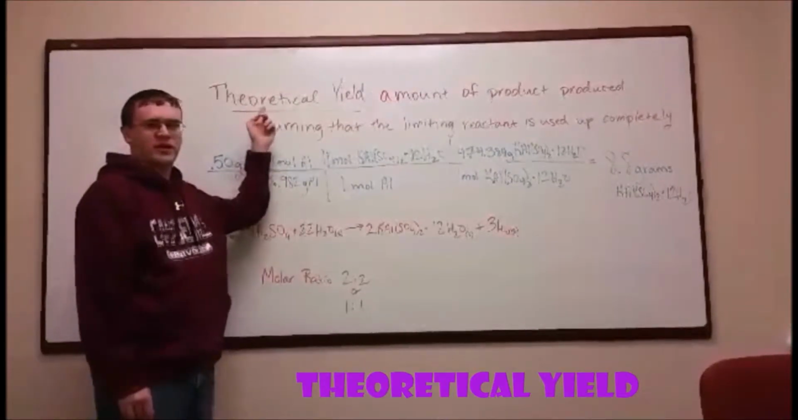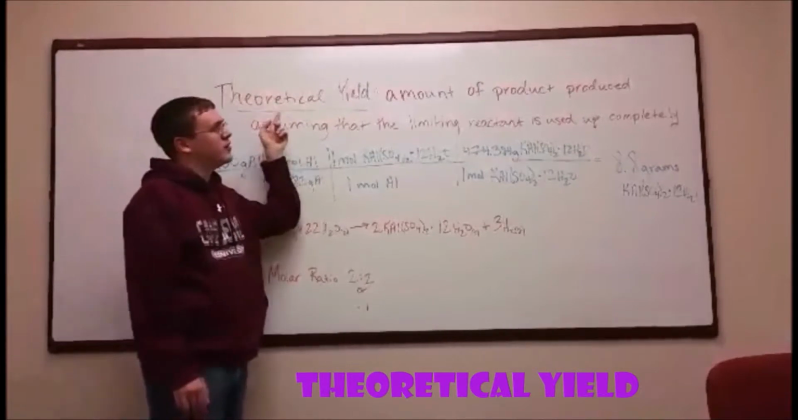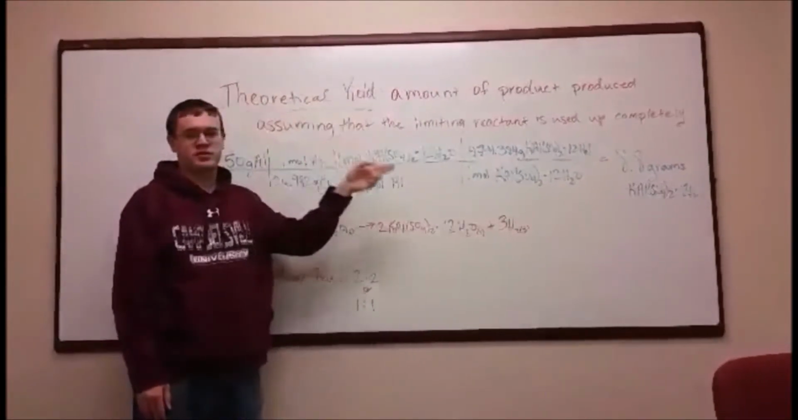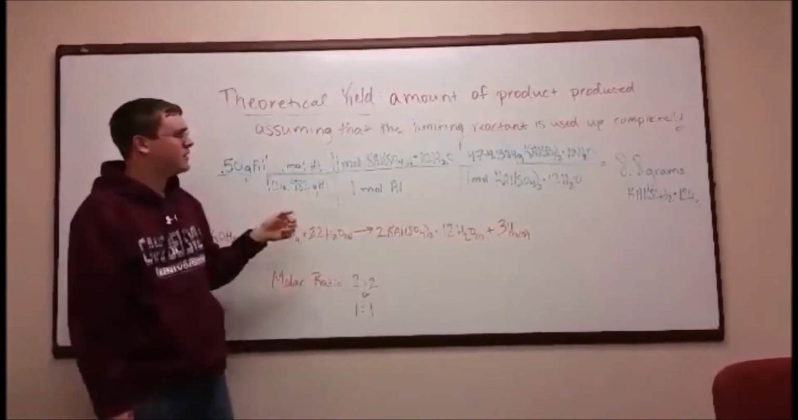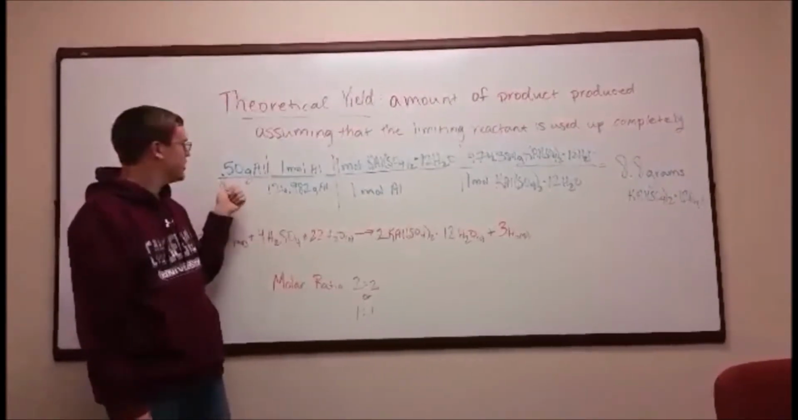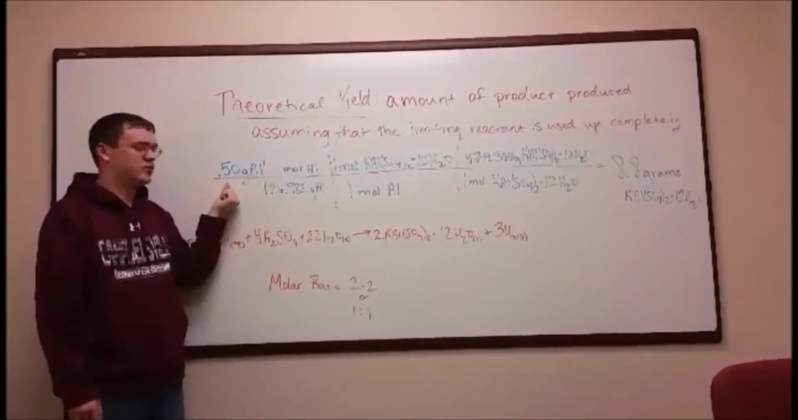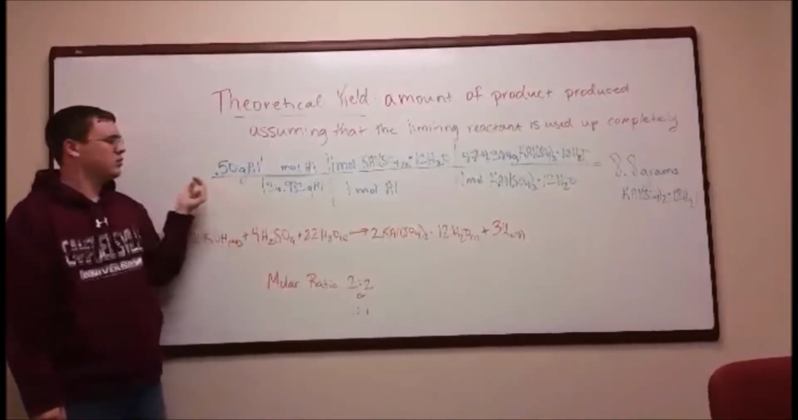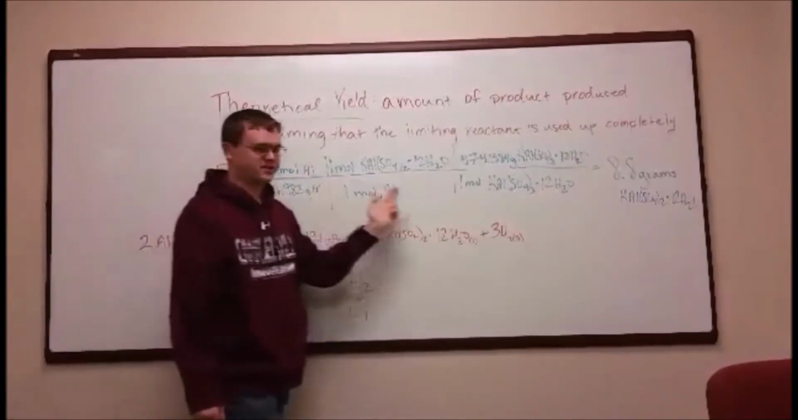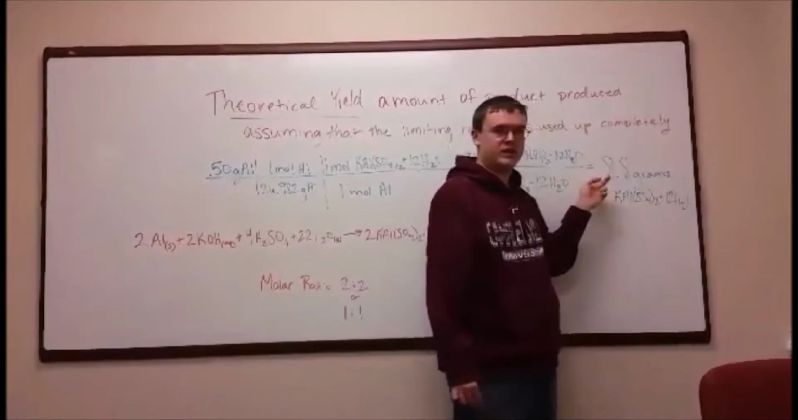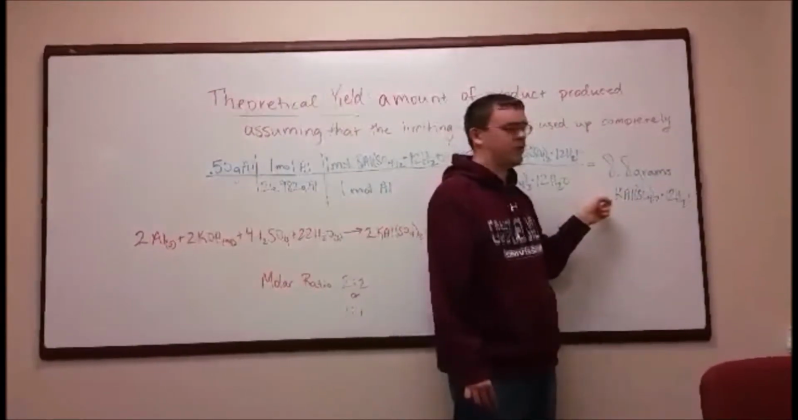Next we shall talk about the theoretical yield. The theoretical yield is the amount of product produced assuming that the limiting reactant is used up completely. To find the theoretical yield of this equation, we need to know our limiting reactant, which is the 0.5 grams of aluminum. We then use a stoichiometric relationship to get to the grams of our hydrate.